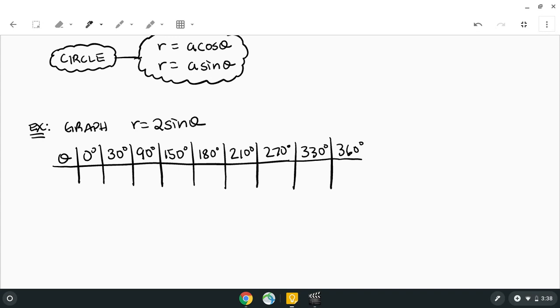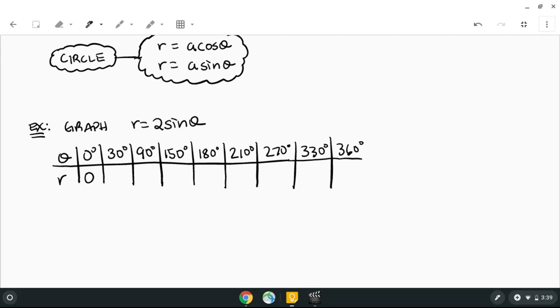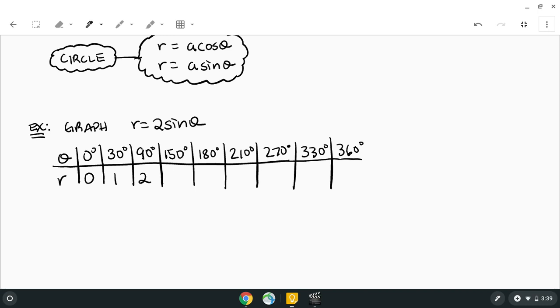Okay, so let's find out the radius r. r equals 2 times sine theta. Sine of 0 is 0, so 0 times 2 is 0. Sine of 30 is 1/2, and 2 times 1/2 is 1. Sine of 90 is 1, so 2 times 1 is 2. At 150 degrees, sine is still positive, so positive 1/2 times 2 is 1. At 180 degrees, sine is 0.